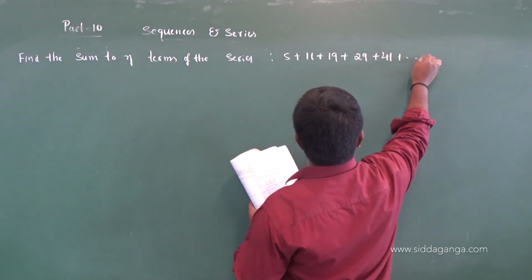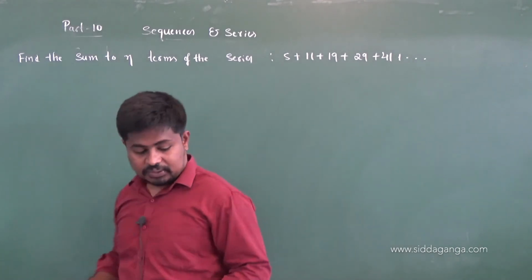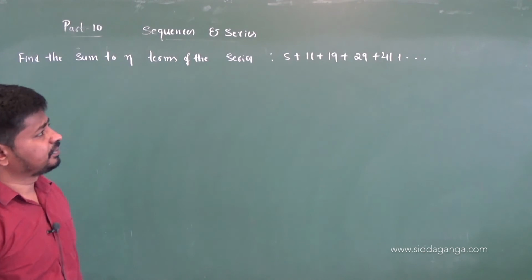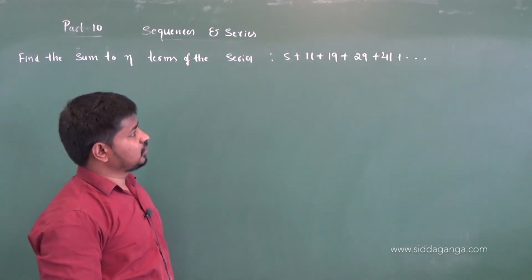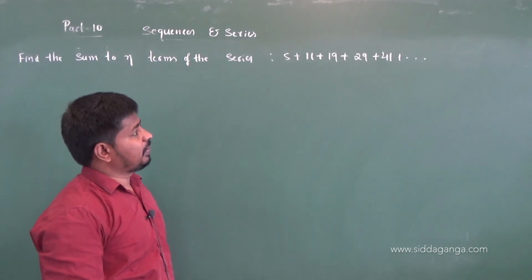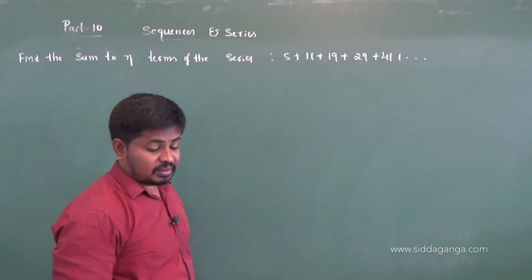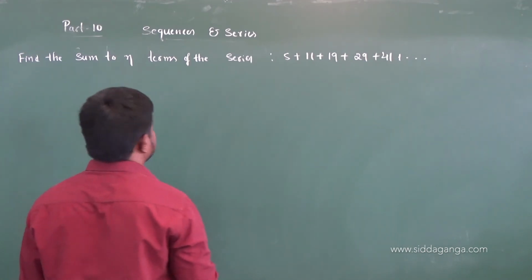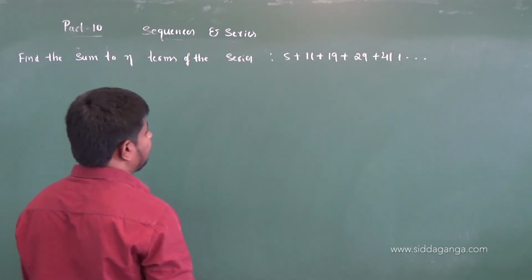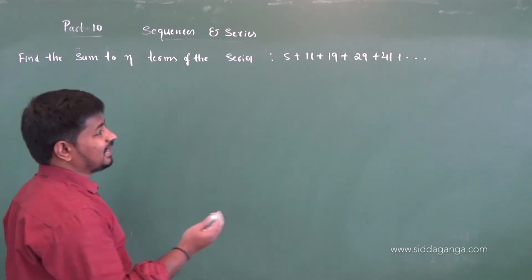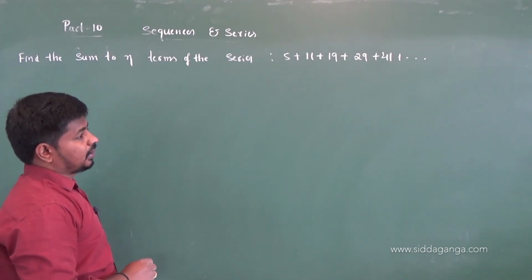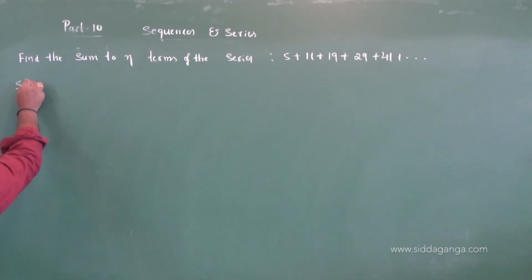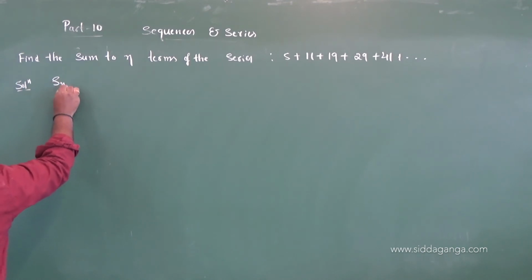5 plus 11 plus 19 plus 29 plus 41 and so on. Okay, students, you observe here the sequence. It is neither GP nor AP, right? And it has no visual pattern, right? So anyway, we have to find the sum of the terms. Okay, let me find. Yes, what is the sum of 5 plus 11 plus 19 plus 29 plus 41 till n terms? Okay, now let me write. Yes, Sn is equal to what?